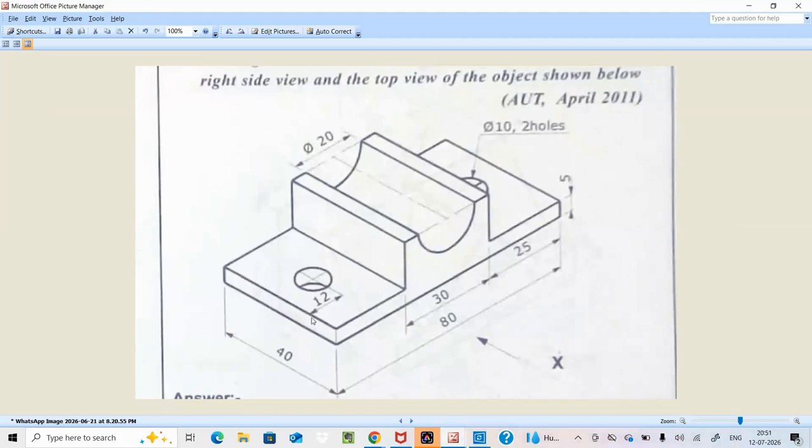That rectangle has this distance as 40 and this distance as 25, because it is given here. So you draw the 40 by 25 rectangle and take a midpoint at a distance of 12 mm from this particular line. From this end point, take 12 mm distance, because this 12 mm is given here. Correct.